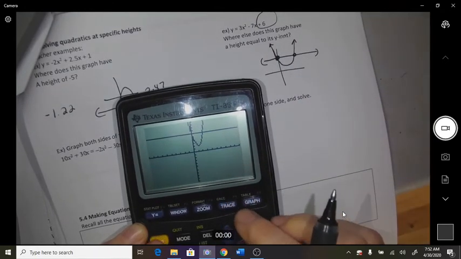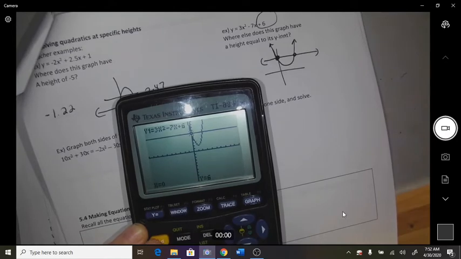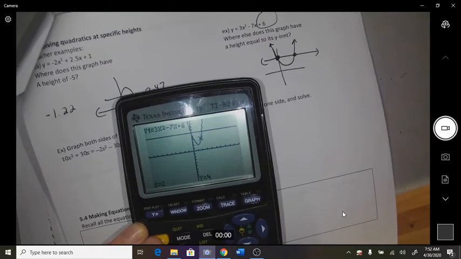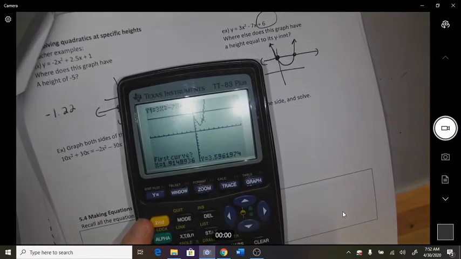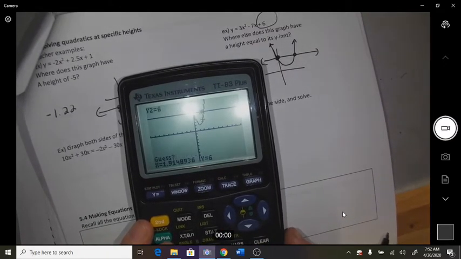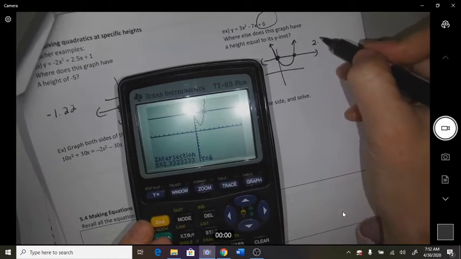So the other one, I'm going to push trace, I'm going to activate my cursor over there at 2. So I'm going to calculate number 5, intersection, enter, enter, enter. So 2.33.